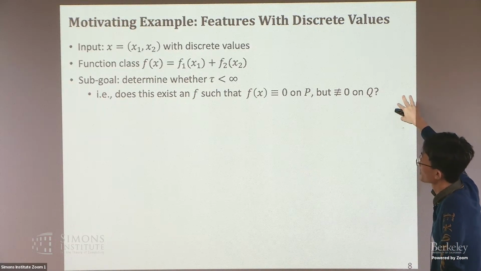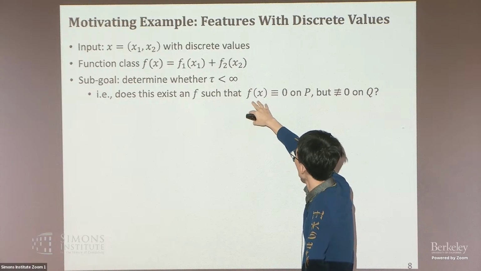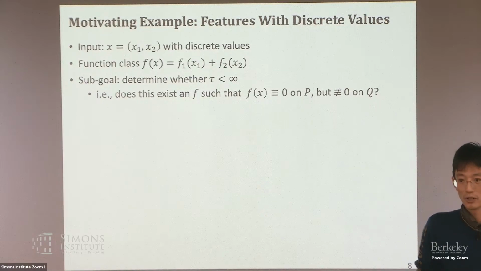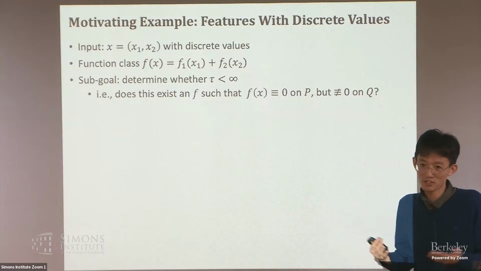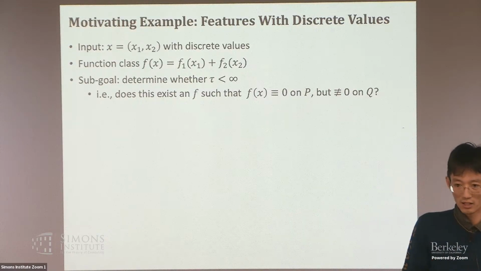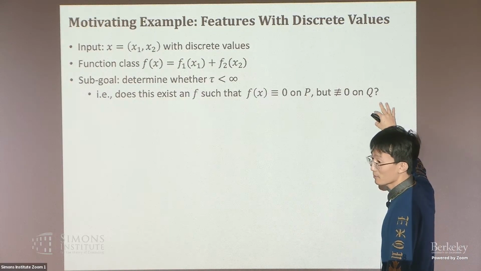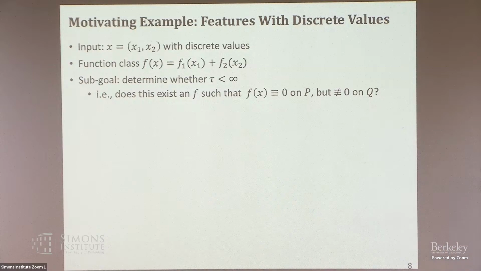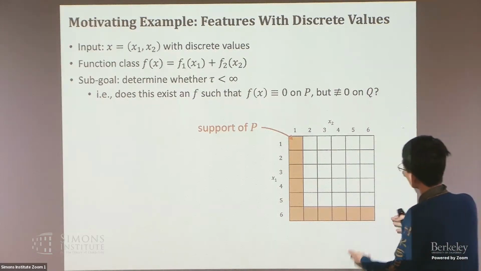So basically, you just have to determine whether this ratio is infinity. The question you can ask is whether there exists some function f such that f is always 0 on p, but f is non-zero on q. If this can happen, then there's no extrapolation under our bounded density, our multiplicative measurement. And if this cannot happen, then it's a good sign, and often you can bound the ratio eventually. So in this case, the function is really just a table.